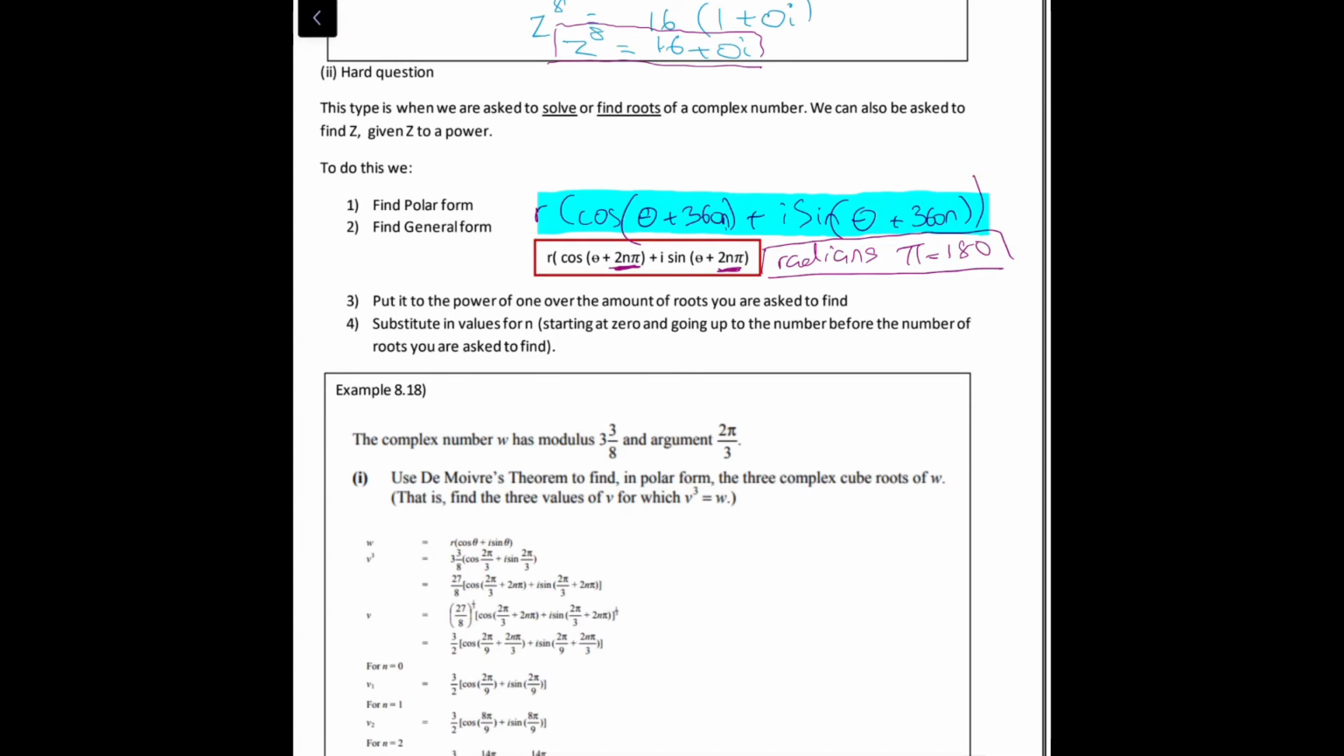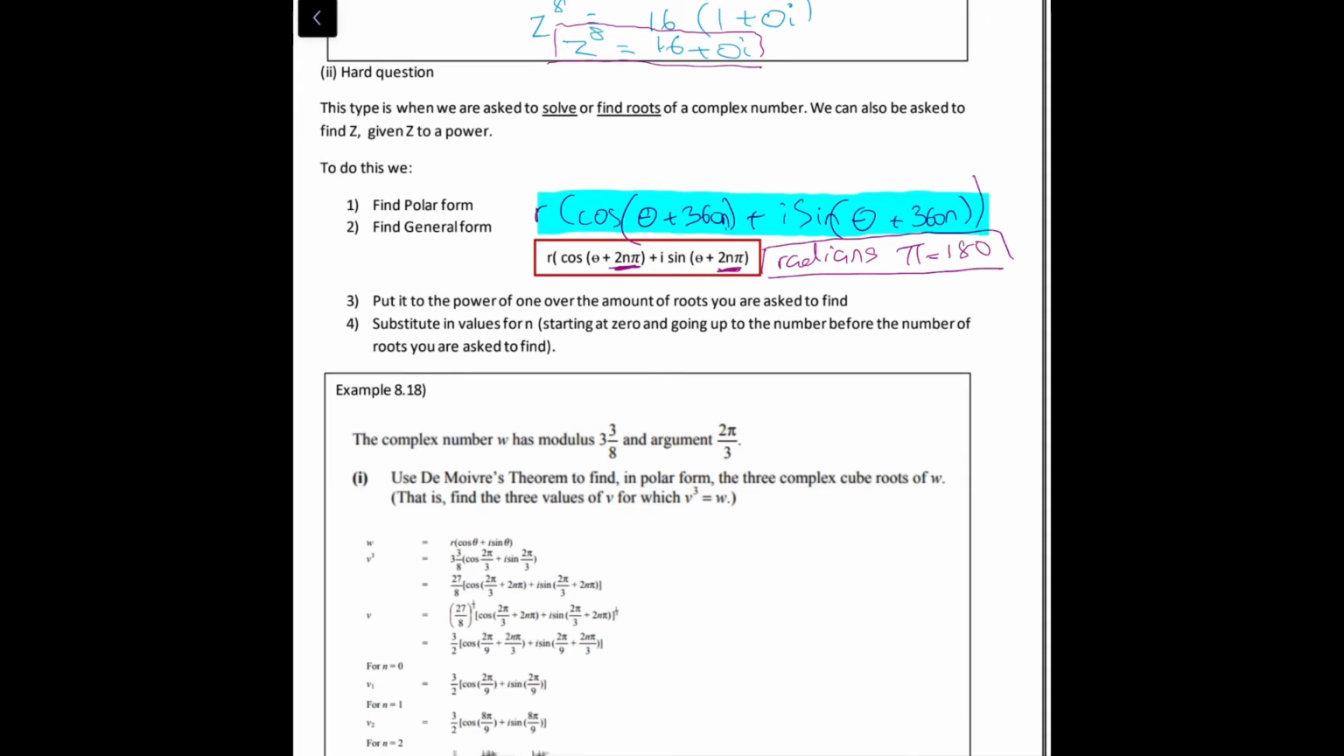Okay, the third thing we're going to do then is put it to the power of 1 over the amount of roots you're asked to find, and substitute in values for n starting at 0 and going up to the number before the number of roots you were asked to find.